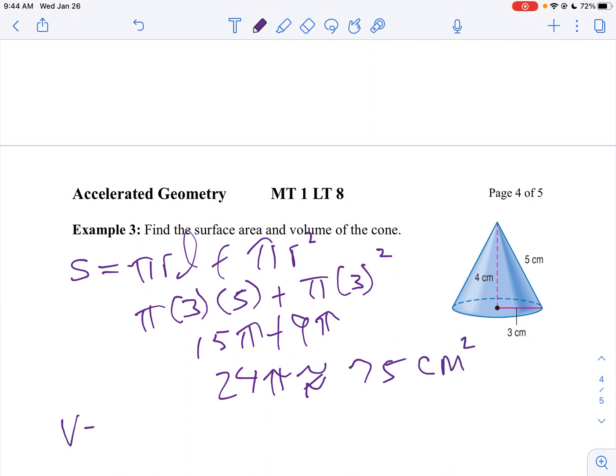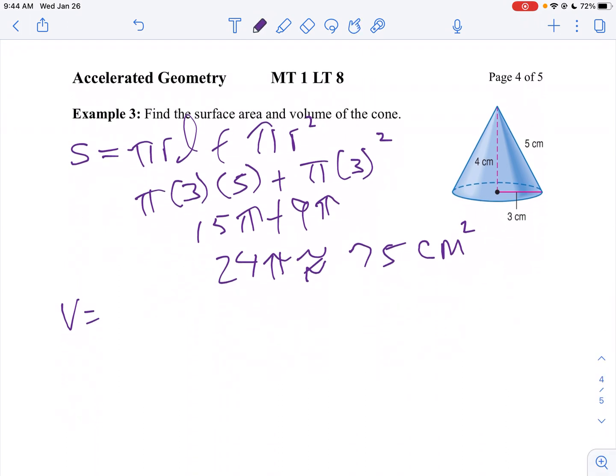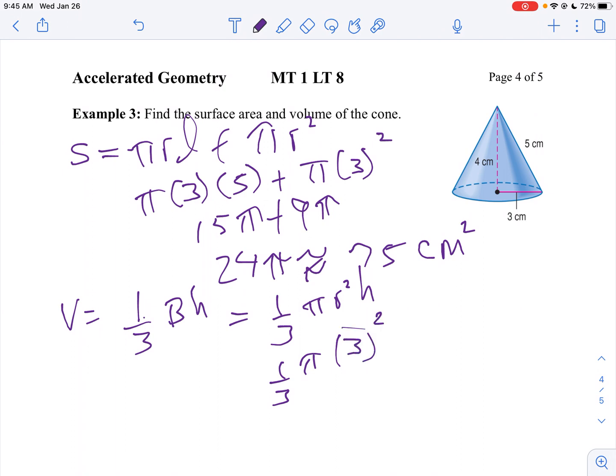Now to find the volume of a cone, it's 1/3 times the area of the base times the height. Well, my base is a circle, so it's 1/3 times pi r squared h. So now we can plug in our formula. So I say 1/3 times pi. My radius is 3. And my height is 4.